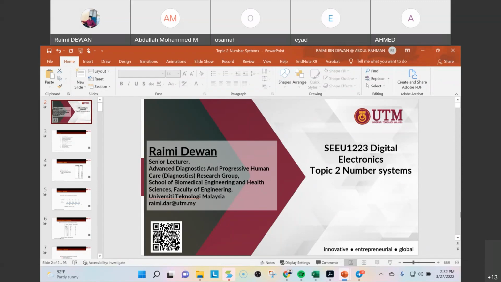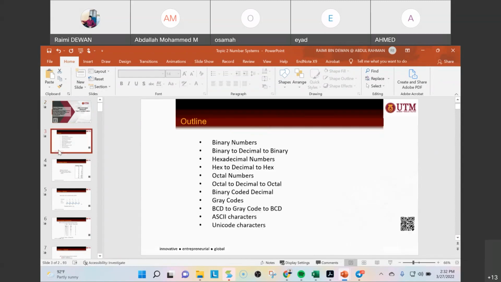10, 11, 12, until 19. And then we go to 20, and then we continue and so on. So you will learn about these binary numbers, binary to decimal and decimal to binary. This one is the system with 0 and 1.